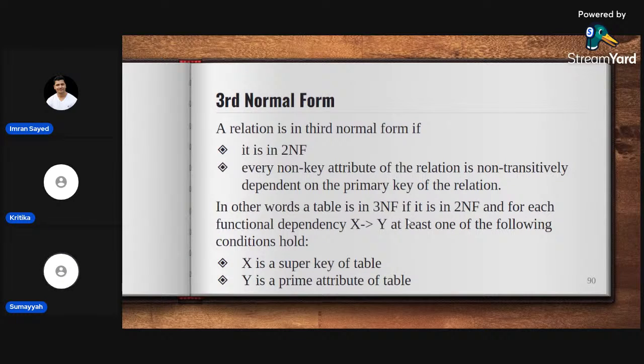Also, a table is in 3NF if it is in 2NF, and for each functional dependency X determines Y, at least one of the following conditions holds: X is a superkey of the table, or Y is a prime attribute of the table.